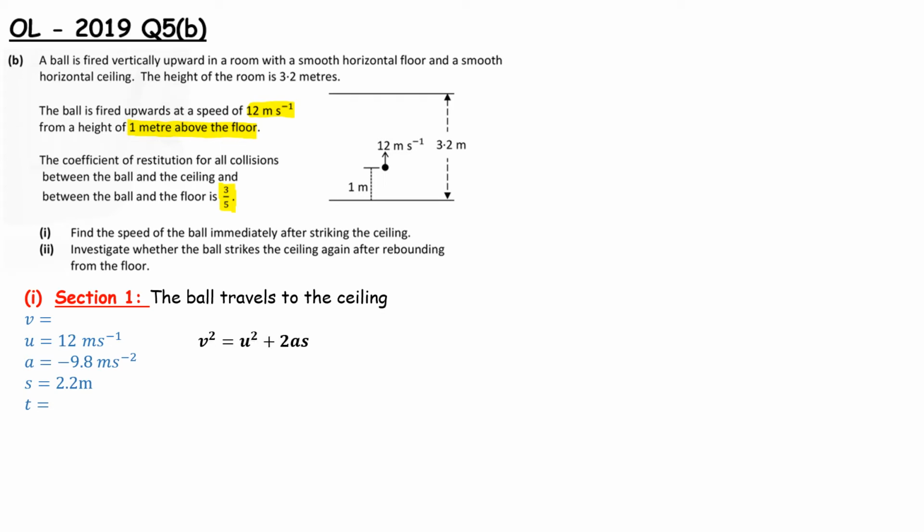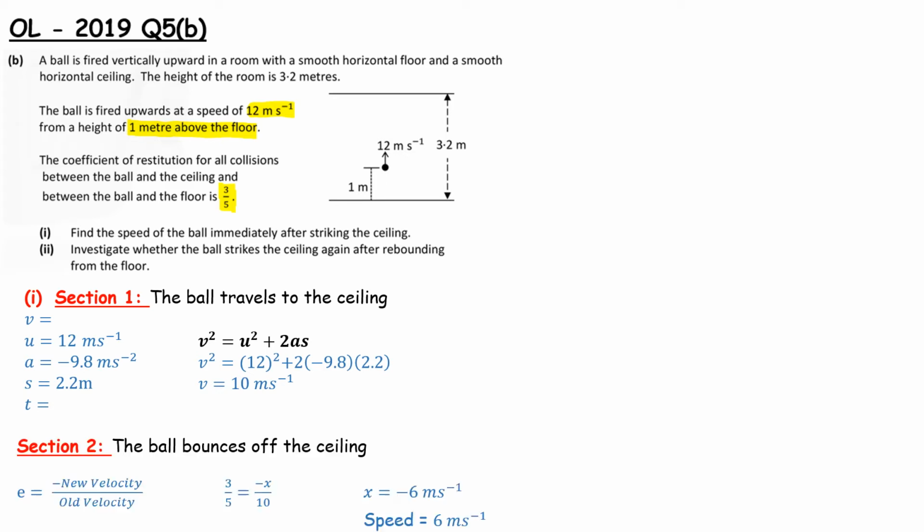So we're going to try and understand the speed as it hits the ceiling. To do that, we're going to use V squared is equal to U squared plus 2AS. And subbing that in, we work back and get 10 meters per second when rounded. It rounds to 10. So we'll have a little bit of rounding because we're using 9.8 rather than 10 meters per second squared for acceleration. So the second section then is this bounce off the ceiling. So I'm going to use Newton's law of restitution, which is E is equal to minus new velocity over old velocity, or whatever version you want to use. I'm going to let X be the new velocity. So E is 3 over 5 is equal to minus the new velocity X over the old velocity, which was 10.